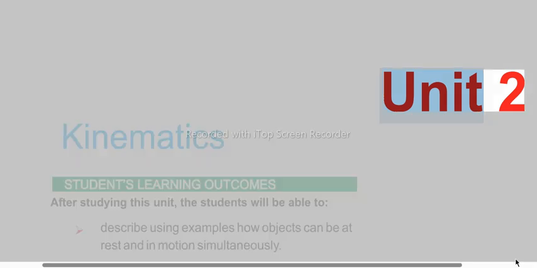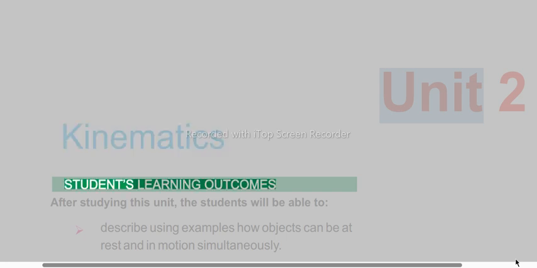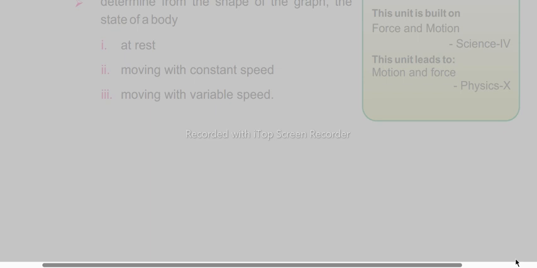Unit 2. Kinematics. Students' learning outcomes. Conceptual linkage. This unit is built on force and motion, Science IV. This unit leads to motion and force, Physics X.